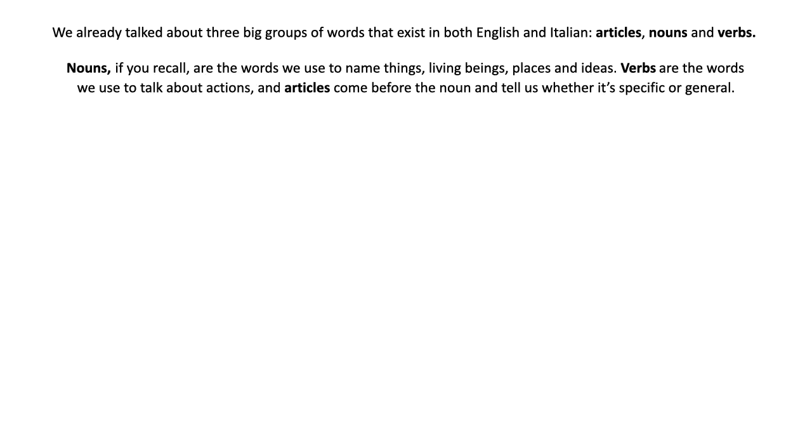Nouns are words we use to name stuff, right? Things, living beings, places, ideas, all of those things we refer to with nouns. Then verbs are the words we use to talk about actions. And articles tend to come before the noun and they tell us whether it's something specific we're talking about or something in general, right? So let's just remember for a second what those look like by looking at a sentence.